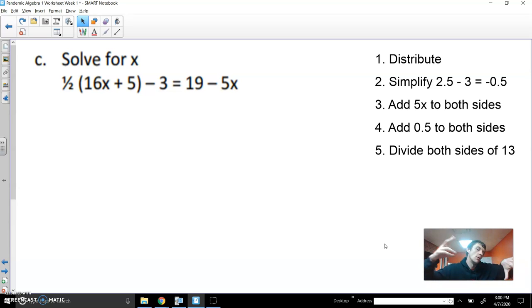So this next part, complex solving for Algebra 1, you're distributing a fraction here. You've got variables on both sides. So this is not just a 1 or 2 step problem. In fact, I use 5 steps to do it. So let's walk through what those steps are.